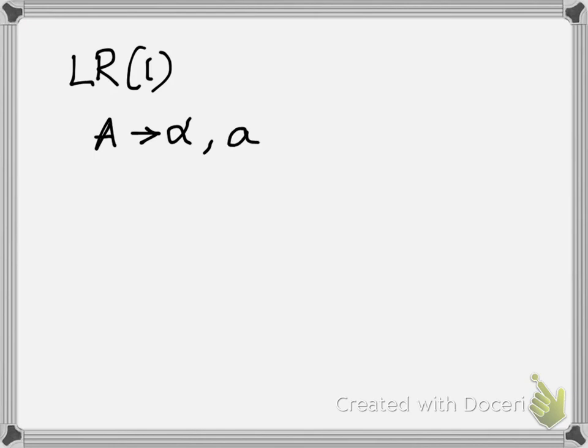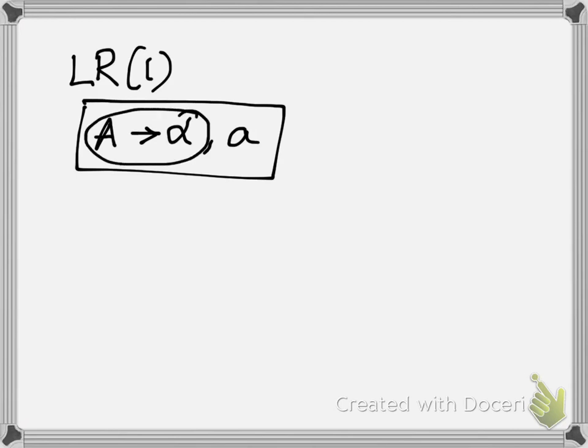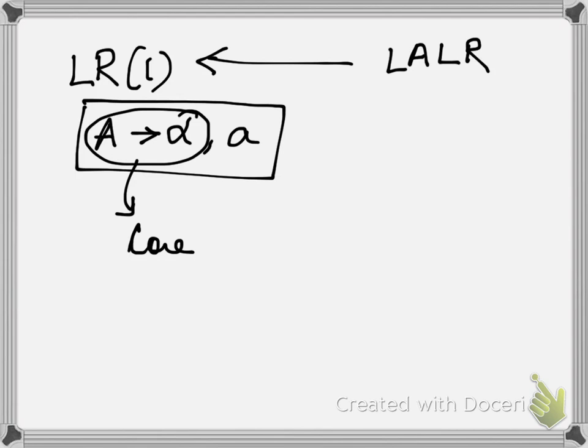That means the core. Say I have a set of LR1 items, and I have something like this: A derives alpha, with a dot somewhere in between the alpha, and then a lookahead, say a. So this is an LR1 item. This part is called the core. So in LALR, we take the LR1 items having the same core.